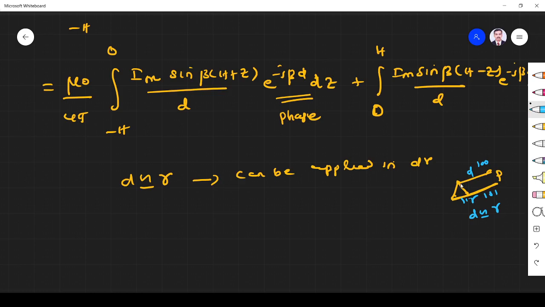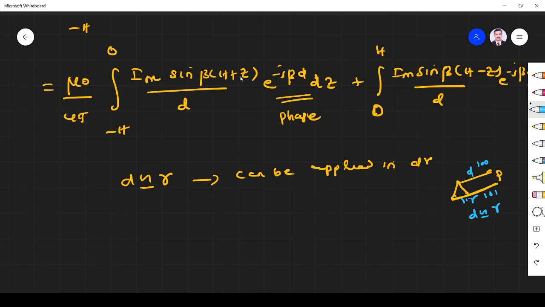That phase change will be different, right? Because distance is changing means phase will also change. That's what e power minus j beta d is, right? So the phase will change. So in the numerator, you cannot change it; you cannot substitute d is equal to r. In the denominator, you can change d is equal to r. Okay, so we change d is equal to r.